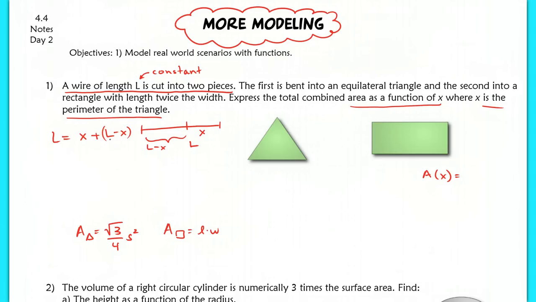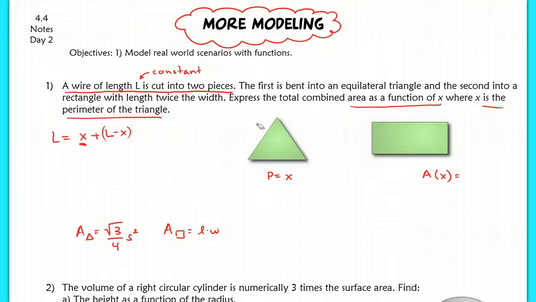Okay? Now x, one of those pieces, represents the perimeter of that overall equilateral triangle. So I'm going to call this x. We're going to say that that's the piece that goes and wraps around to form that triangle. Because again, it says x is supposed to be the perimeter of the triangle. Okay? Alright, now, let me erase this.